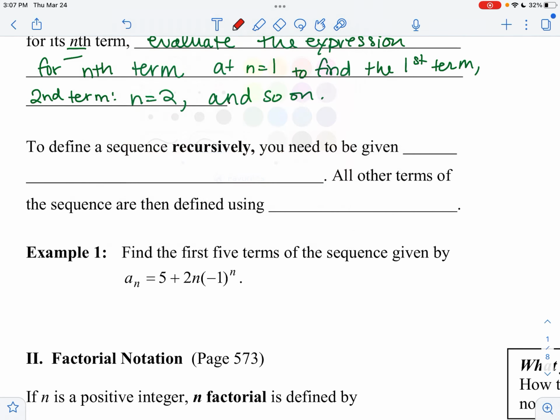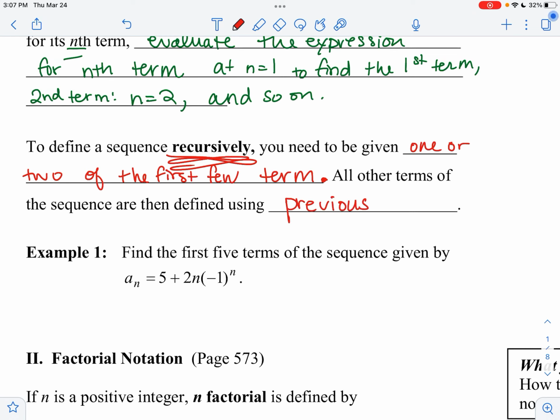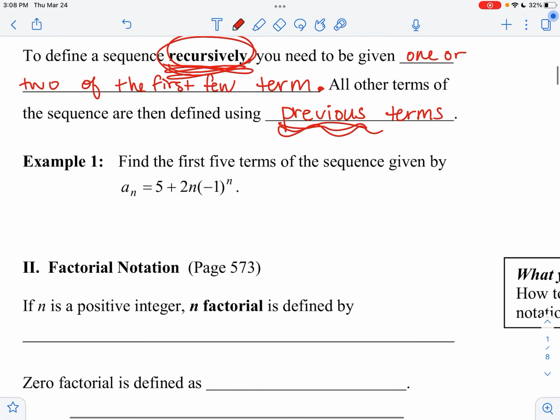To define a sequence recursively, you need to be given at least one or two of the first few terms. This is when we are given a few terms and we have to figure out what the rest of the pattern is. All the other terms of the sequence are then defined using previous terms. And that's where this word recursive comes from. This idea of recursive ties into this word of previous values.